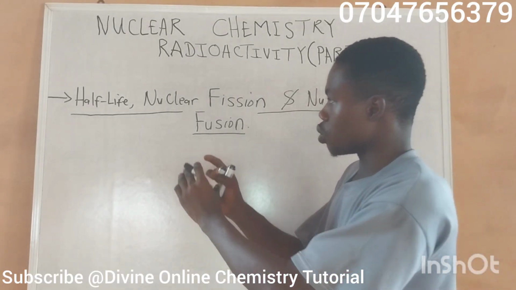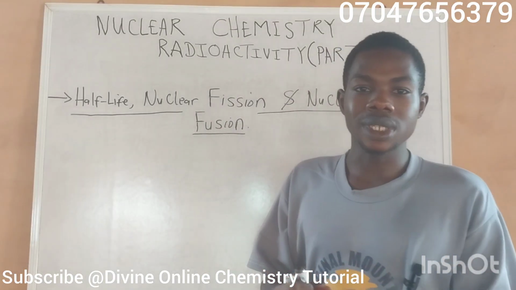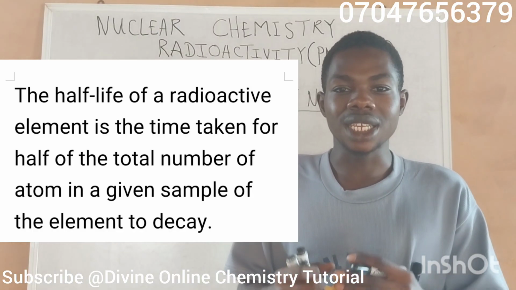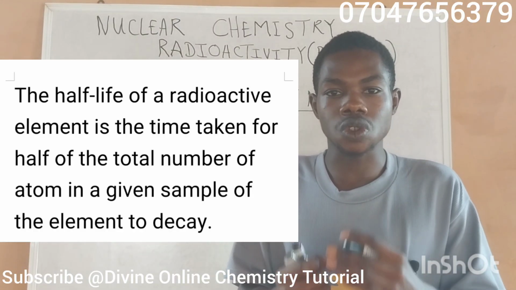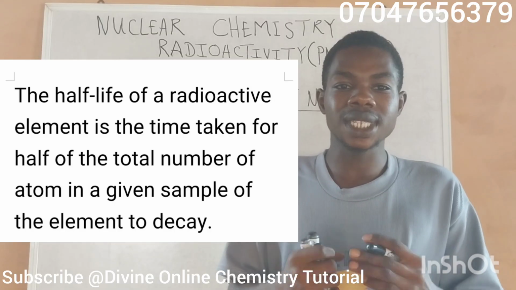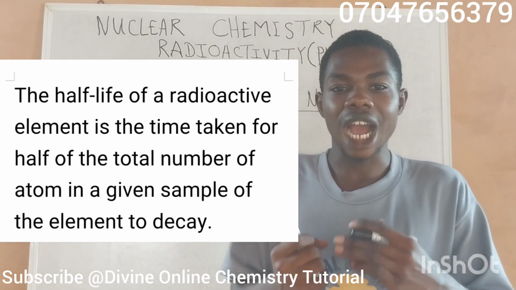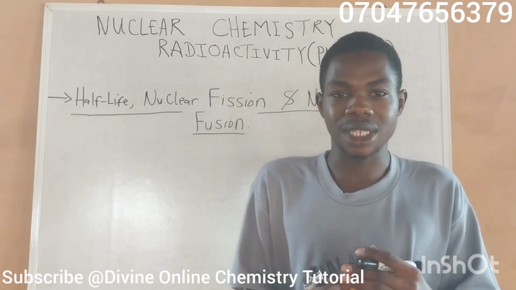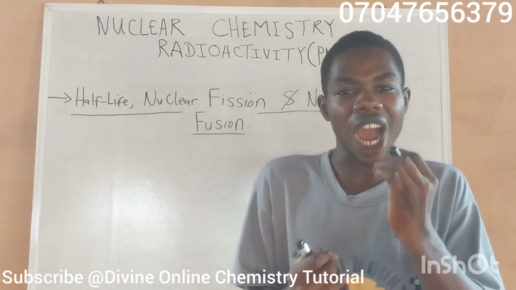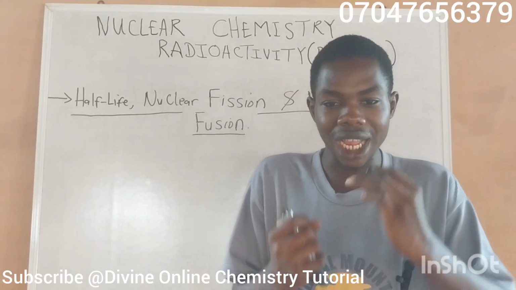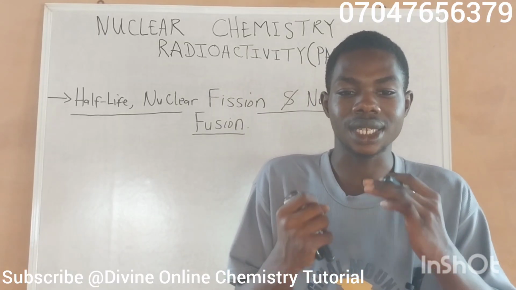I'll be starting first with what? With half-life. Now, what is half-life? The half-life of a radioactive element is the time taken for half of the total number of atoms in a given sample of the element to decay. I say again: the half-life of a radioactive element is the time taken for half of the total number of atoms in a given sample of the element to decay.